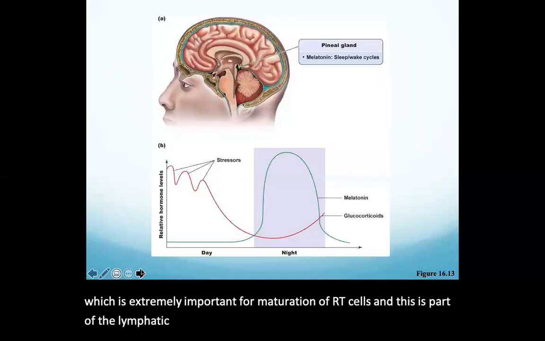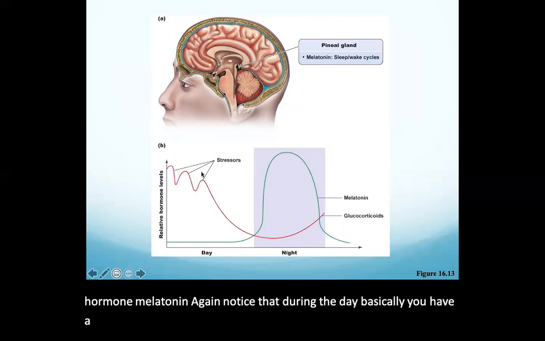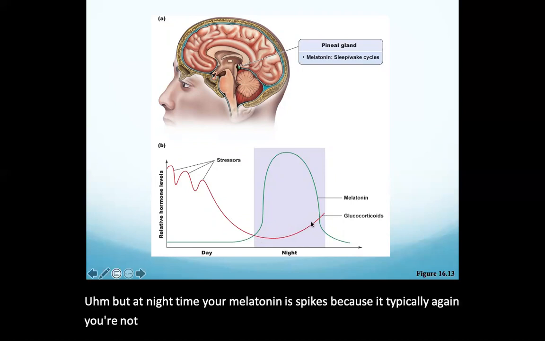Looking at the levels of the pineal gland hormone melatonin, notice that during the day, you have stressors, the stressors are high, the melatonin level is low. But at nighttime, your melatonin spikes because you're not really dealing with any stress and your glucocorticoid level goes down.